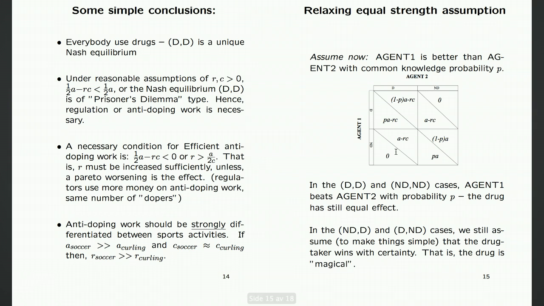Okay, some simple conclusions here. Everybody uses drugs, as we said. This DD is a unique Nash equilibrium. Furthermore, under reasonable assumptions of R and C being positive, this term here, half A minus RC, would then be less than half an A, wouldn't it? If R and C are positive, we subtract something positive from half an A. So if we look at this one, it would be smaller than this one.